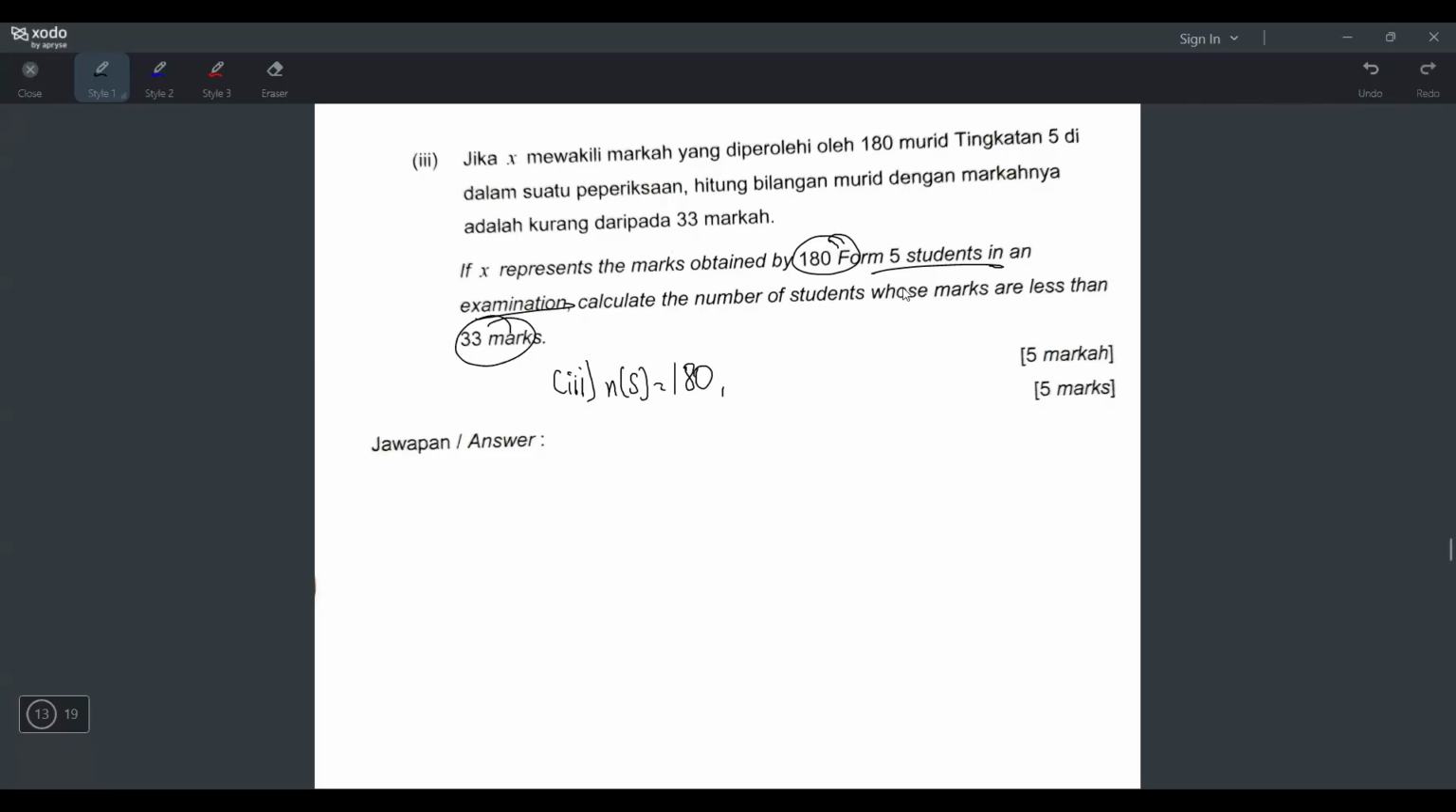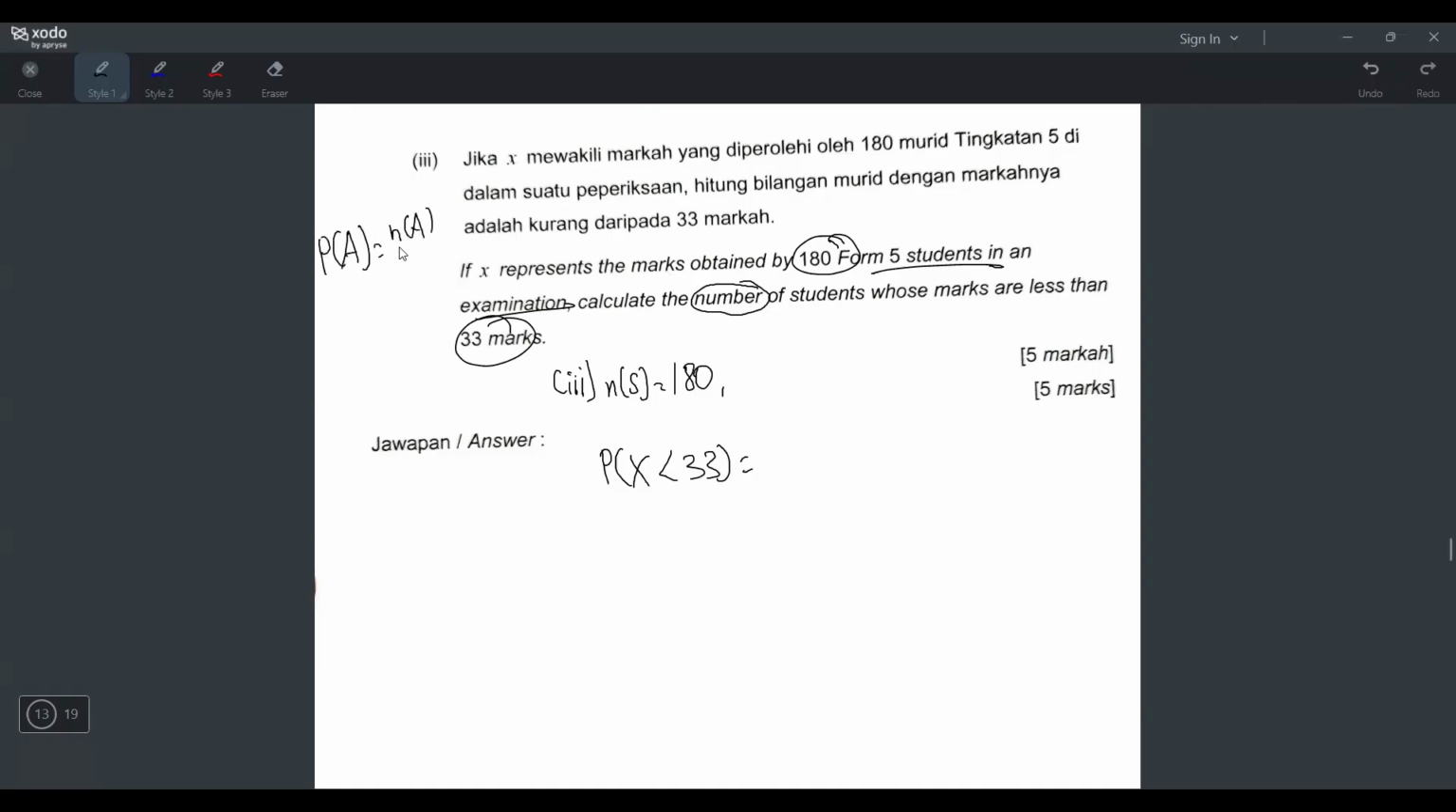For now, let's find the probability of mark less than 33. So P(X less than 33). Because they said X represents marks obtained by 180 students, calculate number of students whose mark is less than 33, right? So you find the probability of mark less than 33. Okay, I know the question never asked for probability. They asked for number, right? But it's okay, because later, after you get your probability, you can use this formula.